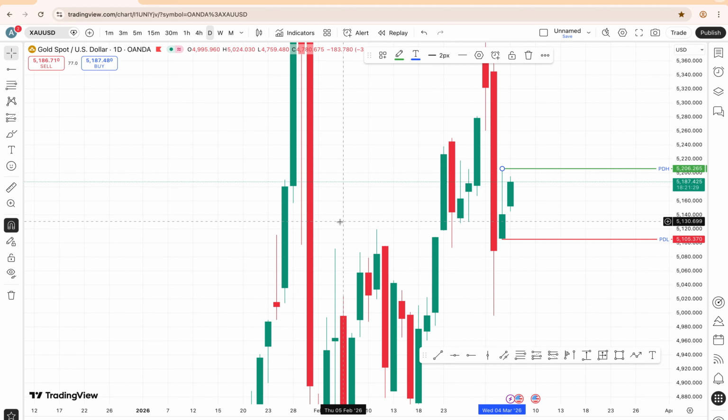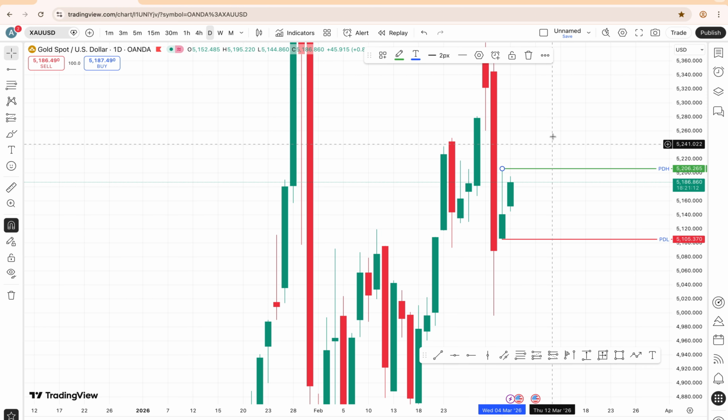In tight conditions, PDH and PDL become even more important because liquidity builds on both sides. When volatility compresses, expansion follows. So today's key question is which side is going to get taken first? A sweep above 5206, or a sweep below 5105. Until one side is cleared with displacement, we are still inside the balance.